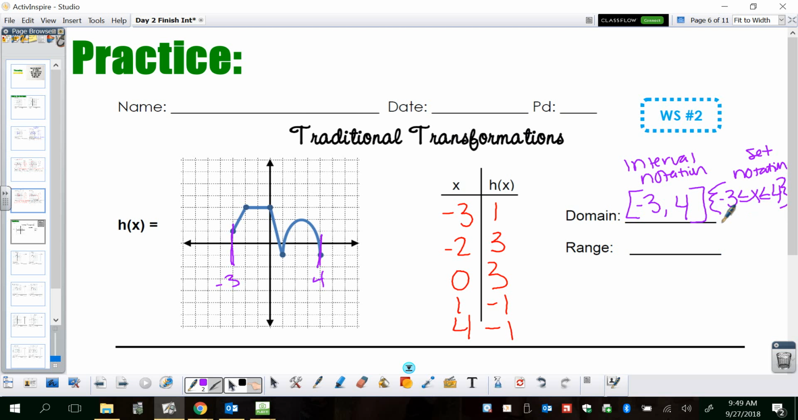Okay, what's my range? Yeah, it goes down to -1 and it goes all the way up to 3, so it's going to be -1, 3. Remember, you do your smallest number first. Okay, so there's your 2 different types of notation.